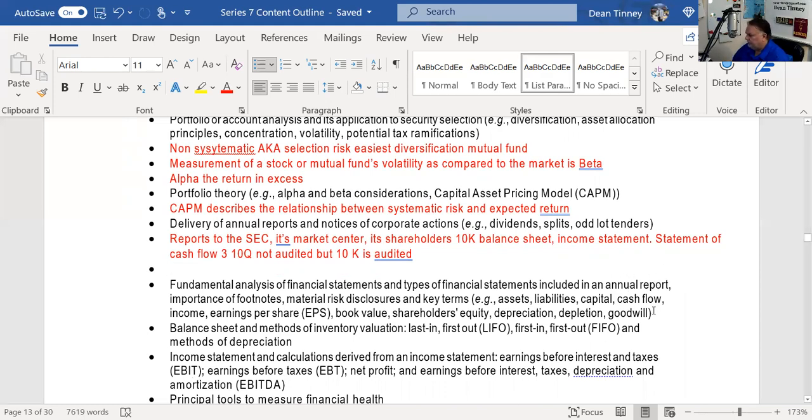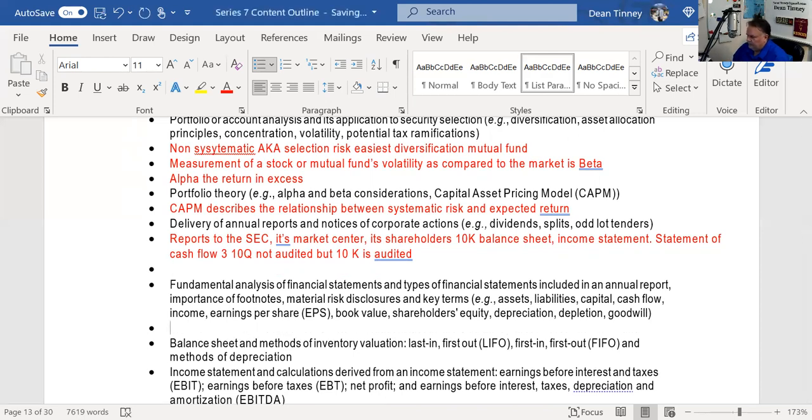Fundamental analysis of the financial statements. So say you're a fundamentalist does not mean you're a member of the religious right.